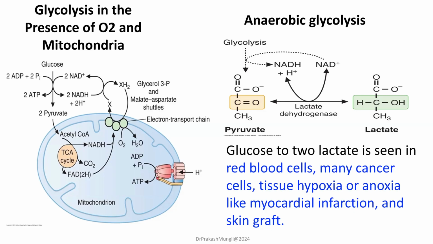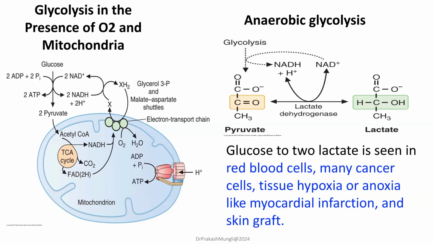That means 6 carbons in glucose are completely oxidized into carbon dioxide. That is called complete oxidation of glucose. And this happens in the presence of mitochondria and in the presence of oxygen. That means the cell should have mitochondria because that's where your TCA cycle is located. And also it should have oxygen because the electron transport chain needs oxygen.